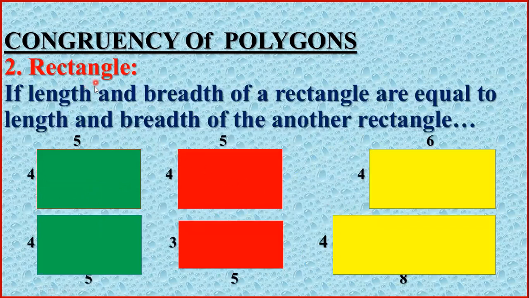Congruency of rectangles. If the length and breadth of a rectangle are equal to length and breadth of another rectangle, then they are congruent. In the first pair, the length and breadth of the two rectangles are same, therefore they are congruent. In the second pair, the lengths are same but the breadths are not same, therefore they are not congruent. And in the third pair, breadths are same but the lengths are not same, therefore they are not congruent.